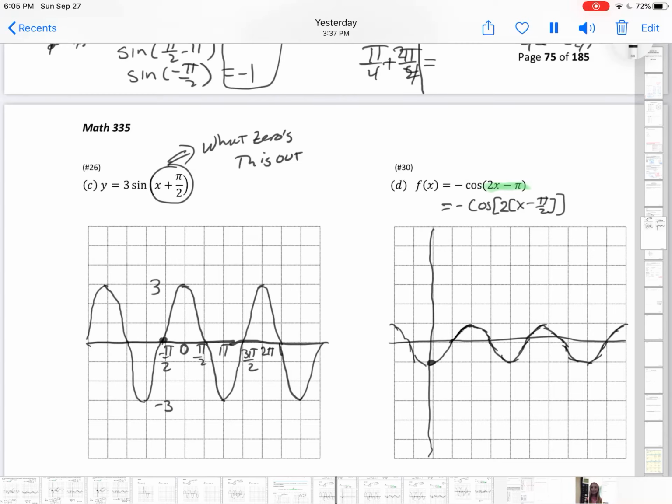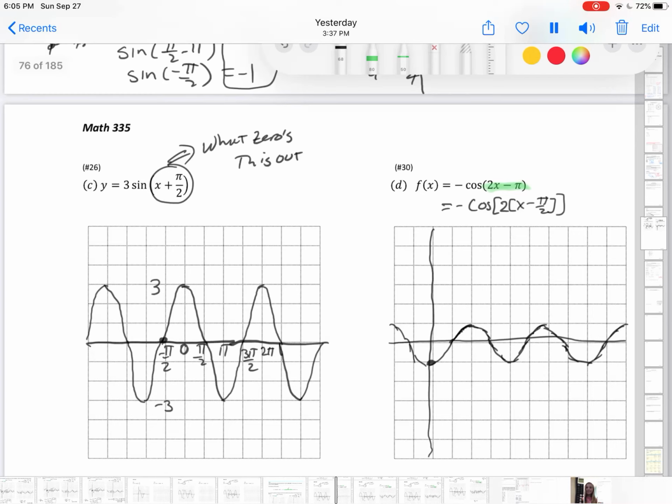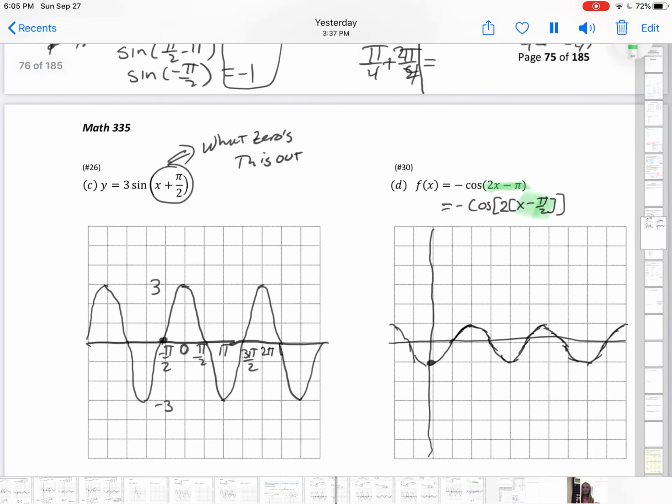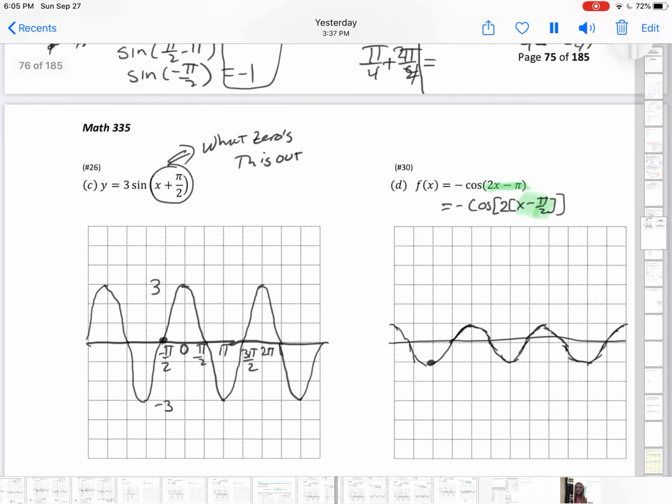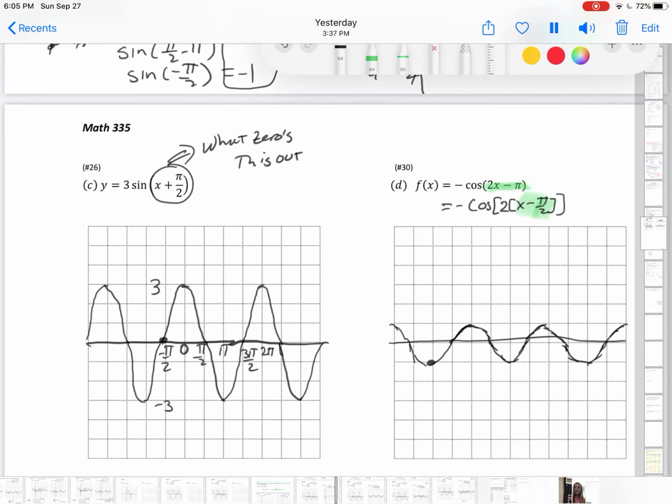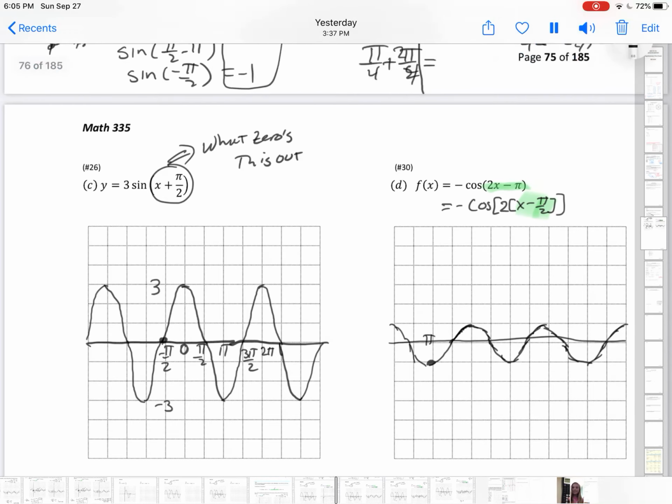Now, where is the phase shift? We couldn't identify the phase shift until we took into account the factoring out. The phase shift is right here. What makes this point right here 0? And the answer to that is nice and simple. Actually, it's pi over 2. So I'm going to take out that x-axis, and this is pi over 2.